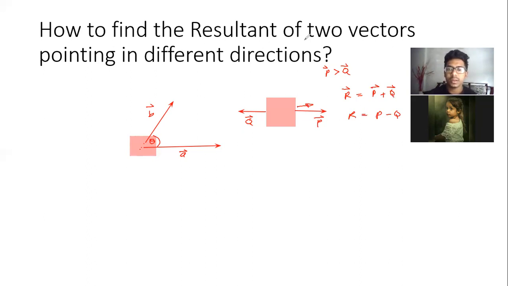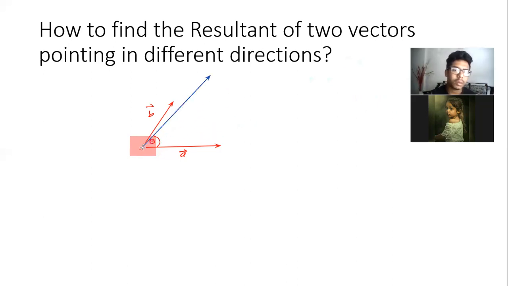Because they are in parallel, we can do simple calculations to find the resultant. But in this case, the vectors are pointing in two different directions. The angle between them is theta, right? So how can we find the resultant? One important thing we want to understand is that the resultant will be somewhere between A and B, depending on their values. If I say the resultant is somewhere outside, that is totally wrong. It is never going to happen, because you are pulling in this direction and someone is pulling in that direction, so the overall effect will be somewhere in between, right?